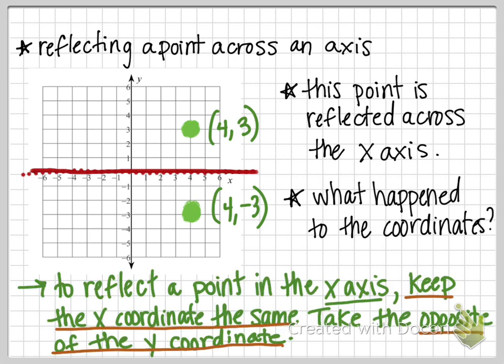So here's our little rule of thumb. I don't recommend trying to memorize this. I recommend actually plotting the reflection and looking at the change. But here's what happens. To reflect a point in the x-axis, you keep the x coordinate the same, right? So 4 stayed the same in our reflected point. And then we took the opposite of the y coordinate. So instead of 3, we had negative 3. Its opposite has the opposite sign. Okay, and it reflects across that x-axis from quadrant 1, in this case, into quadrant 4.